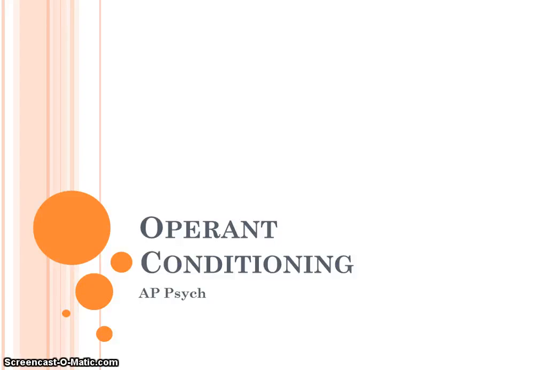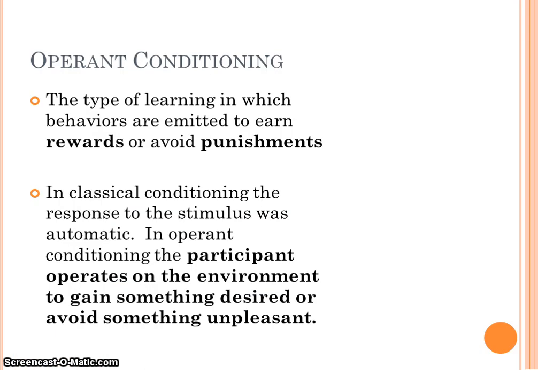This is the second lecture for Unit 7 on learning and memory. Today we're going to discuss operant conditioning. Yesterday we discussed classical conditioning. Remember, classical conditioning is when an organism learns to associate two things together.